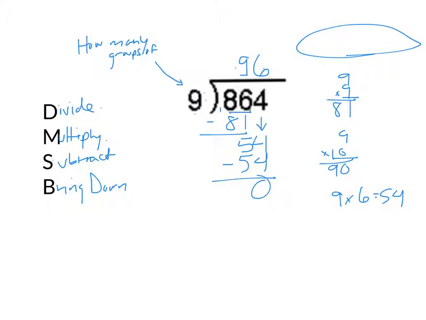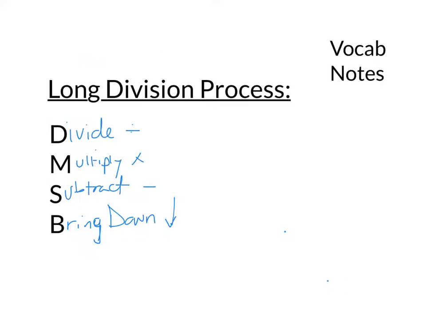And then I would bring down, but you see there's nothing here, so I don't need to bring down. There's nothing left. If I did not have a 0 here, I would either bring down or have a remainder. It would depend on what we would want at that time, whether we want a remainder or whether we want you to find a decimal answer. So the answer here would be 96.